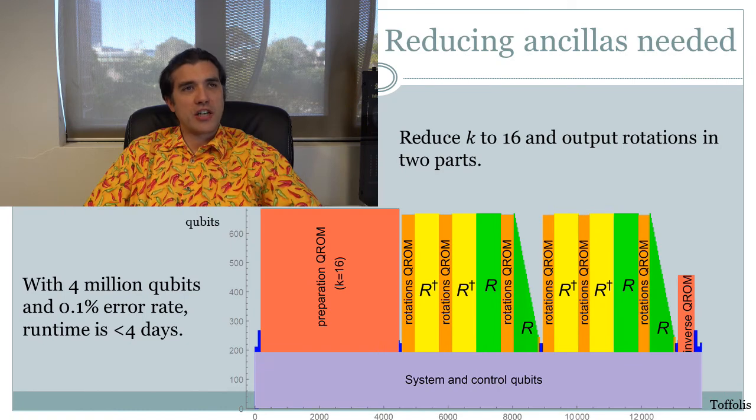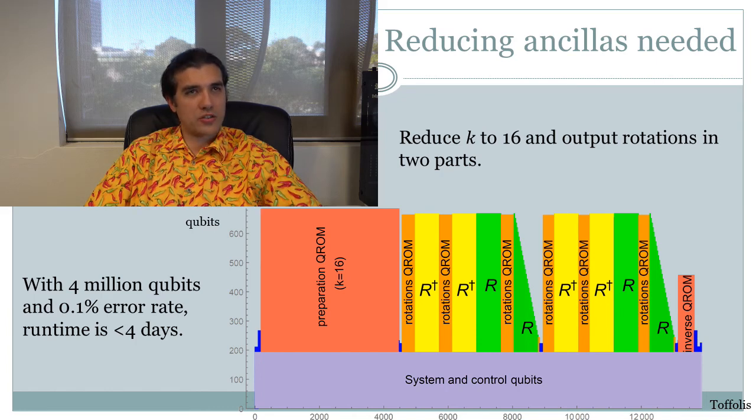Here we've made some adjustments that reduce the number of qubits needed to under 700. It's possible to adjust the advanced QROM so it outputs a smaller amount of data with only a modest increase in the Toffoli cost. Here we also output the rotation angles in multiple stages, so we don't need to store them all at once.